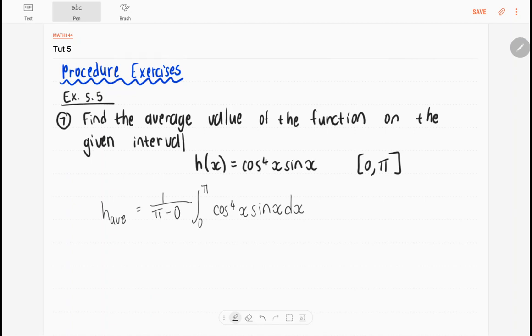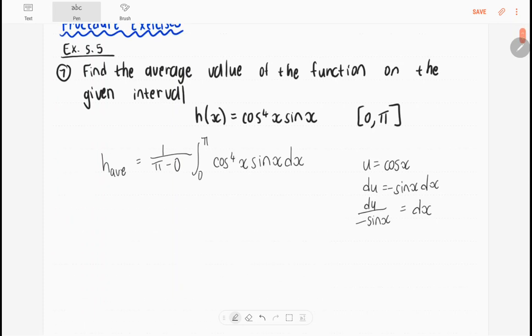We can just set u equal to cos of x, and then we have the derivative of cos of x, which is sin of x, in there. So I'm going to say let u be equal to cos x, then du equals negative sin x dx. So du over minus sin x equals dx. And I'm going to change my bounds as well.